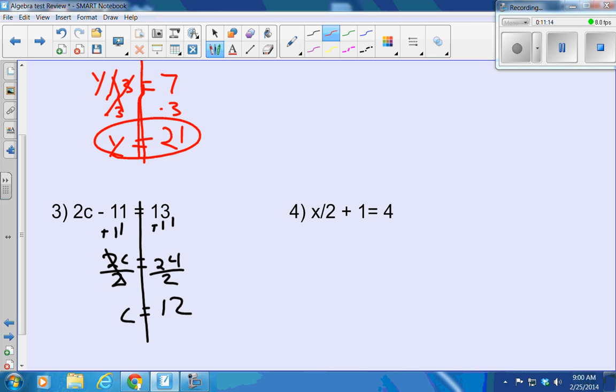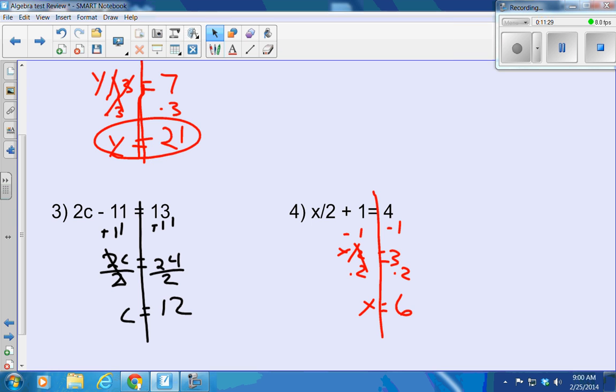Number 4, last one, x divided by 2, minus 1, that gives me 3. X divided by 2 equals 3. The opposite of divide by 2 is times by 2. Times by 2, x equals 6. Please let me know if you need any help on two-step algebra.